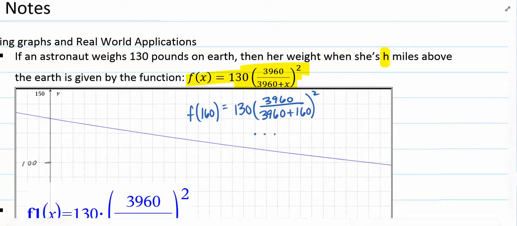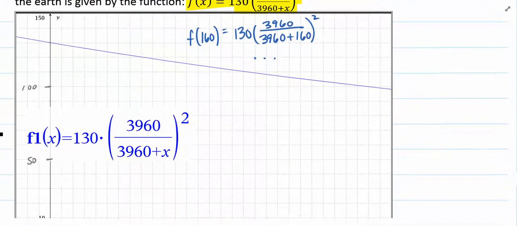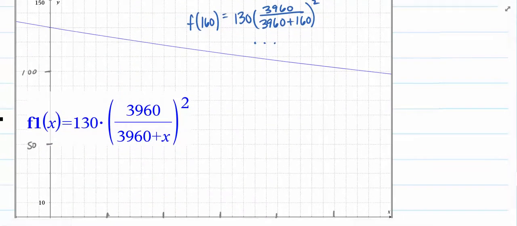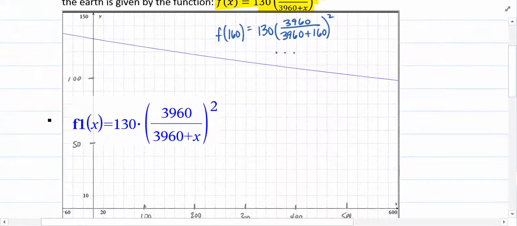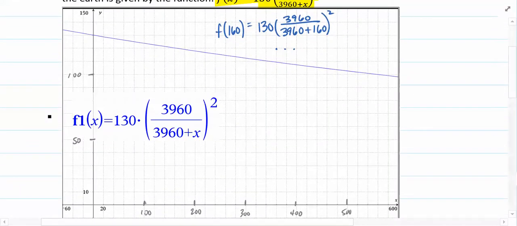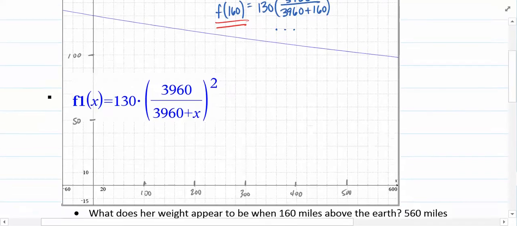Now, if we don't have a calculator in front of us, or if we're provided with a graph, just like we see here, we can interpret that solution just by looking at the graph. In order to do that, we need to find the function value when x is 160. That's what this function notation is telling us. Find the function value when x is 160.